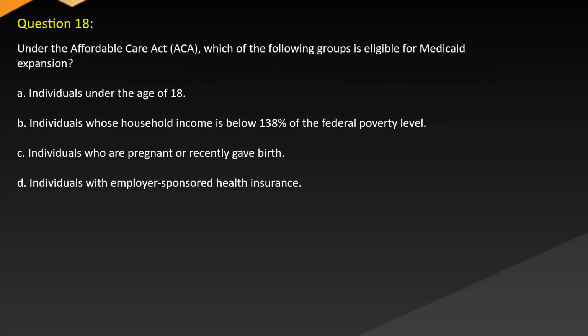specialists. Question 18. Under the Affordable Care Act, which of the following groups is eligible for Medicaid expansion? A. Individuals under the age of 18. B. Individuals whose household income is below 138% of the federal poverty level. C. Individuals who are pregnant or recently gave birth. D. Individuals with employer-sponsored health insurance.